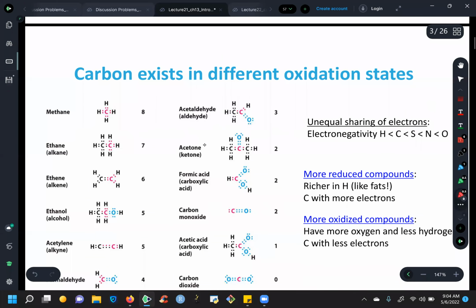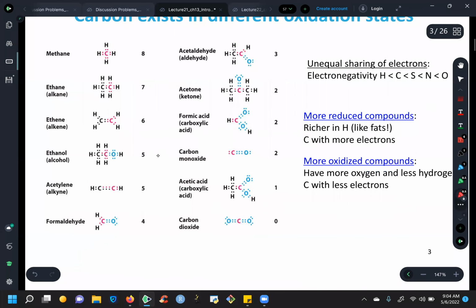Carbon exists in different oxidation states. So methane is the least oxidized, and then with a double bond, you get more oxidized, and you add oxygen, that's more oxidation. The reason why is because oxygen steals the electrons. So carbon ends up with a partial positive, and then oxygen will have a partial negative.